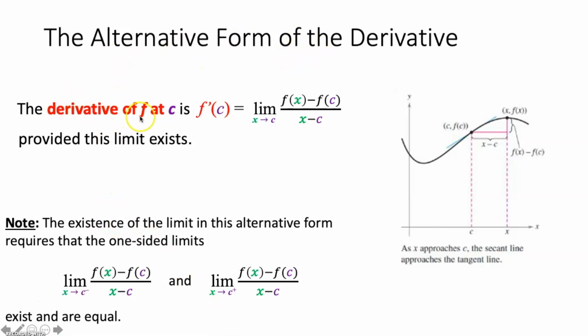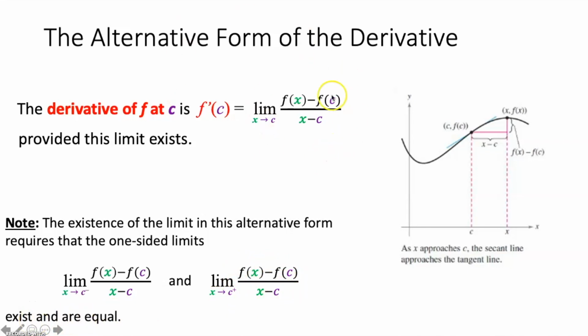The derivative of f at c is f prime of c is equal to the limit as x approaches c of f of x minus f of c all over x minus c, provided this limit exists. Also note that the existence of the limit in this alternative form requires that the one-sided limits, the limit as x approaches c from the left of f of x minus f of c all over x minus c, and the limit as x approaches c from the right of f of x minus f of c all over x minus c, exist and are equal.